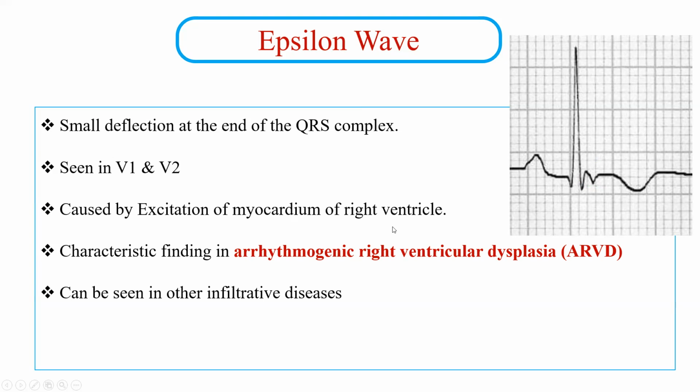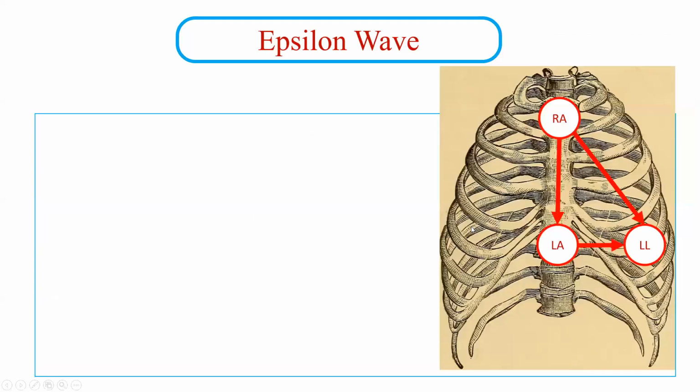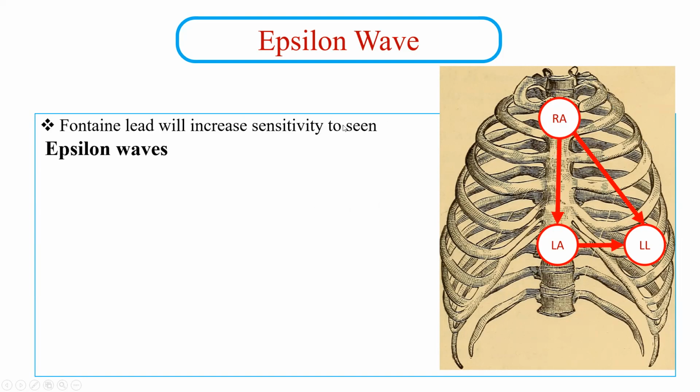Now, that being said, there is another way to look for the Epsilon wave that will show these Epsilon waves more obviously. We go with something called Fontaine lead placement. What is the Fontaine lead placement? First of all, let's know the importance of Fontaine leads. Fontaine leads usually will increase the sensitivity to see Epsilon waves.